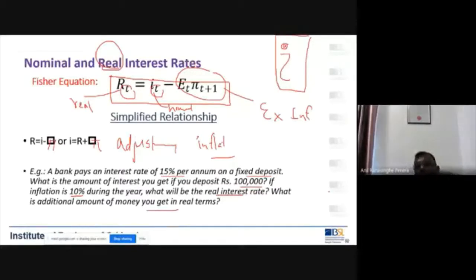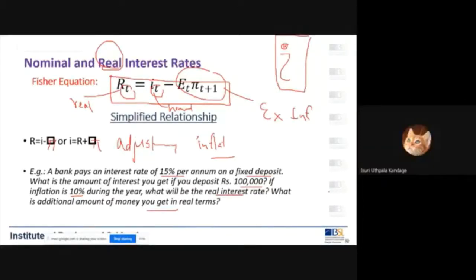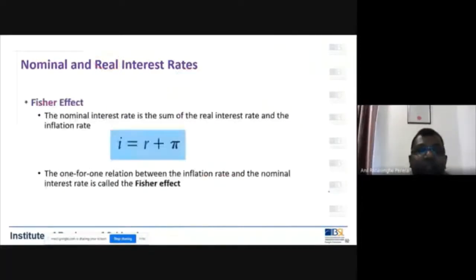Three parts. You deposit 100,000 at 15%. What is your amount of interest, the monetary interest? And if inflation is 10%, what is your real rate? And what do you earn in terms of real or additional return if you adjust for inflation? Can we do a quick calculation?